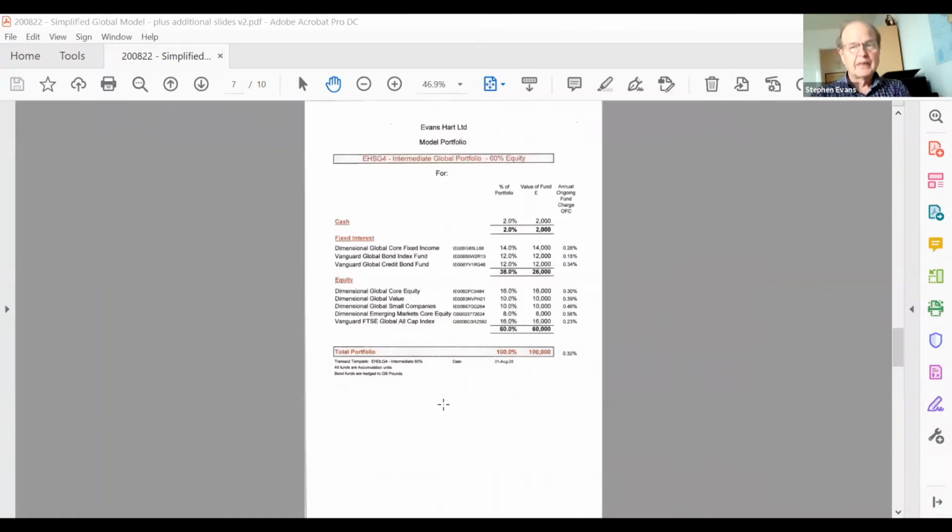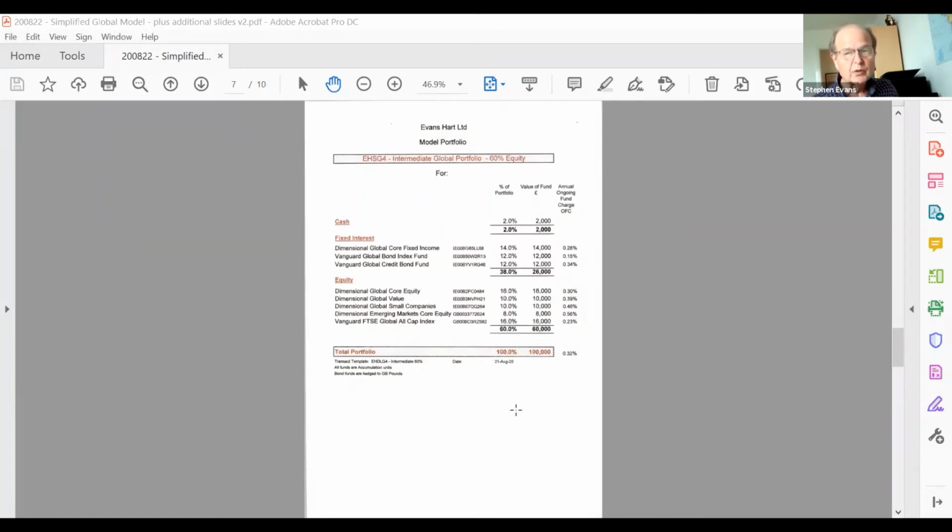So we have produced a simplified global portfolio, 38% fixed interest of bonds, 2% cash, 60% in shares across the world, using global funds provided by Dimensional or Vanguard, both of whom are global investment companies whose stated aim is to put the client first, to provide value for money, and where the ongoing fund costs are relatively low at 0.32% per annum, compared to an industry average of 0.75% per annum, with some funds charging 1.5% per annum.